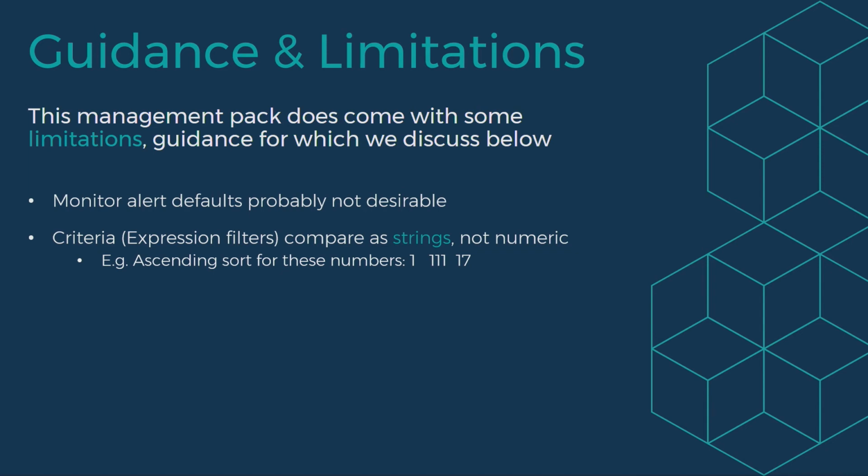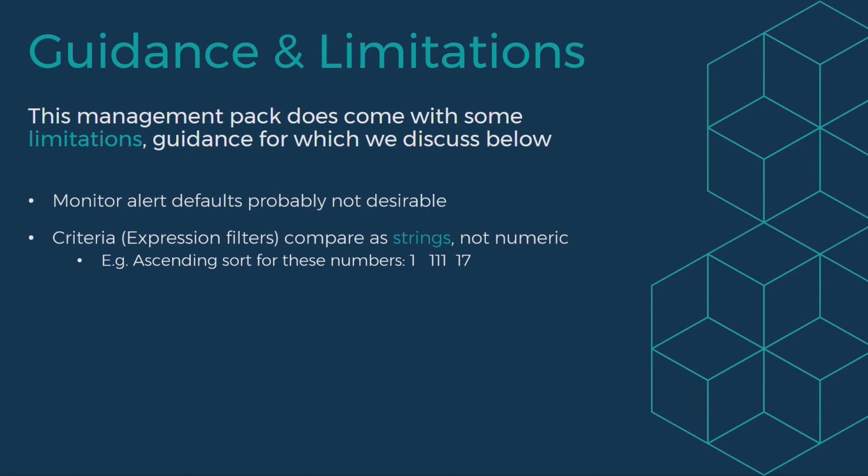So for example, the ascending sort order for string versions of those numbers, 1, 11, 111, and 17 is 1, 111, 17, not 1, 17, 111, which means that your script will do all sorts of screwy things when it comes to evaluating health state.